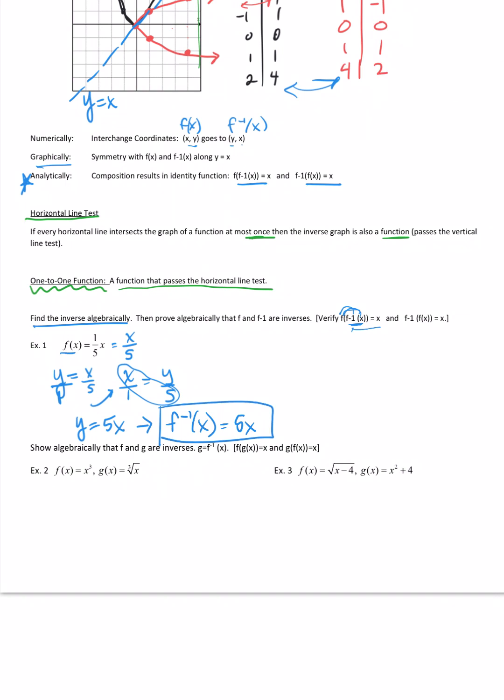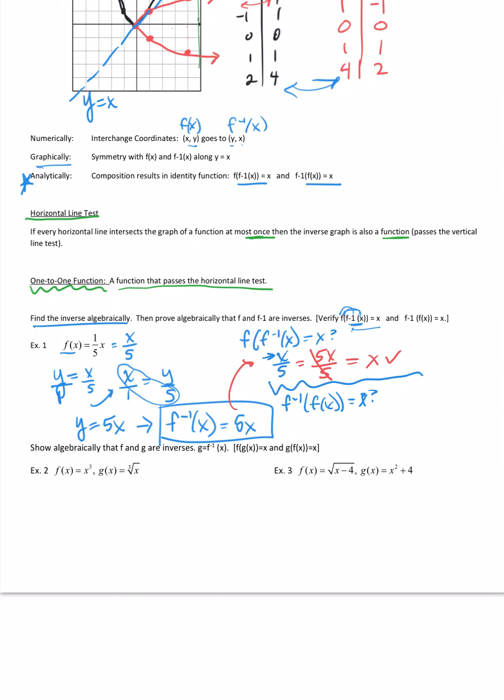If I take the original function, this is like a composition, right? F of my inverse should come out to be x. Let's see if that happens. So if I take the original function, so my original function says x over 5. Now I'm going to replace x with the inverse that we just found and see what happens. If I replace that, I have 5x over 5, and if I solve it, it comes out to x. That's great, awesome, wonderful. But now we have to test to see if it works the other way as well. If I take the inverse function and I plug in the original in there, does it come out to be x?